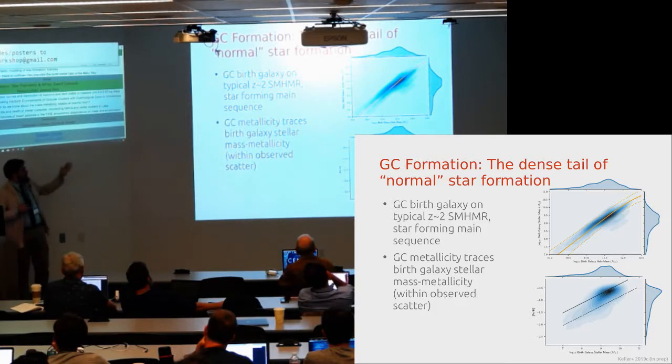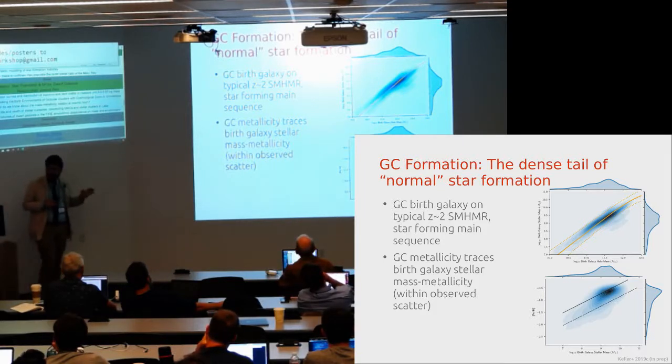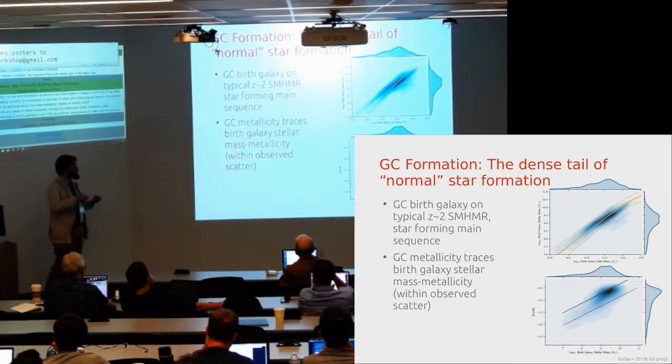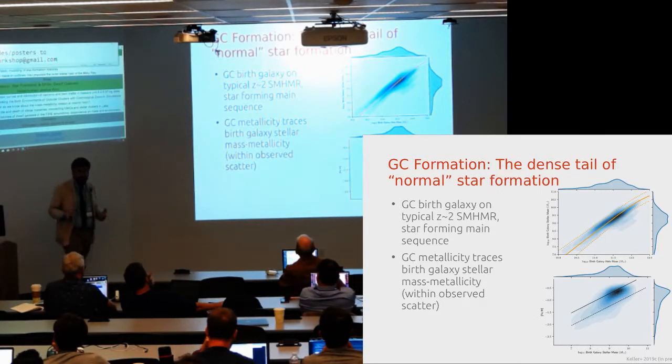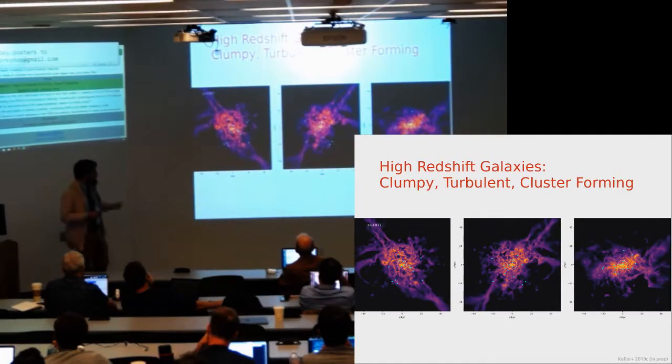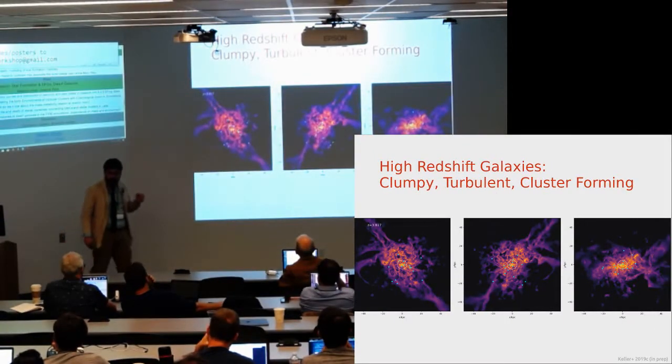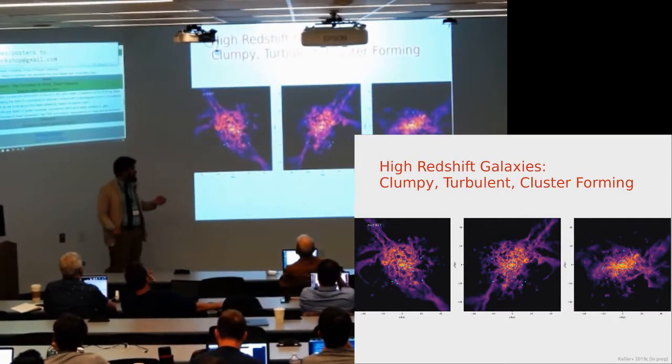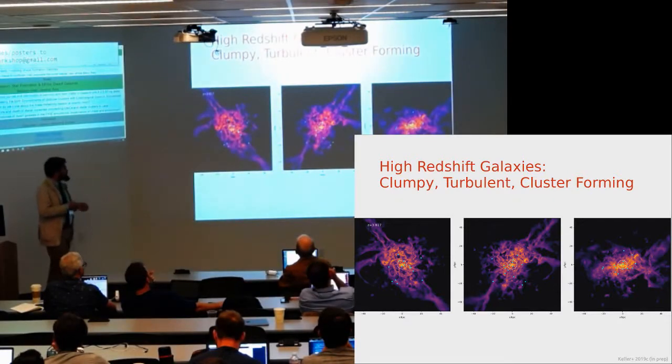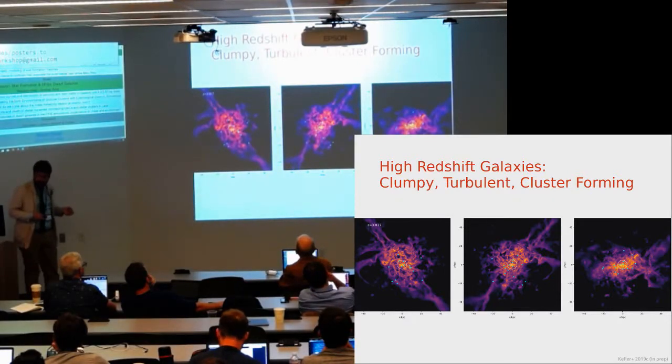So this is telling us that these things are forming in the dense tail of normal star formation, the kind of standard star formation you see right along the stellar mass to halo mass relation around redshift 2. This is the kind of galaxy you form a globular cluster in. A dense, turbulent, disrupted disk fed by cold streams.